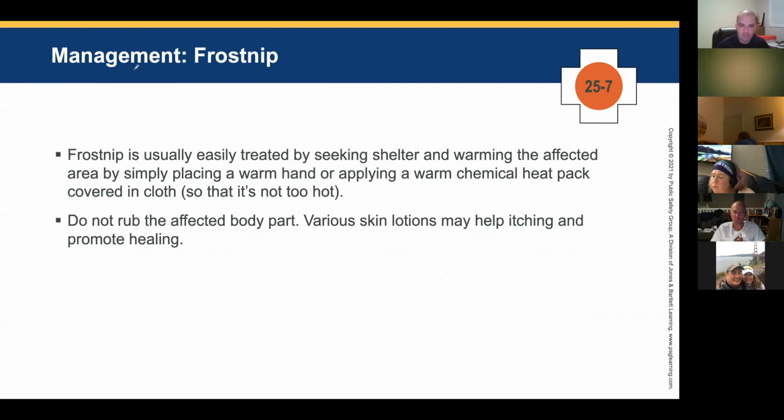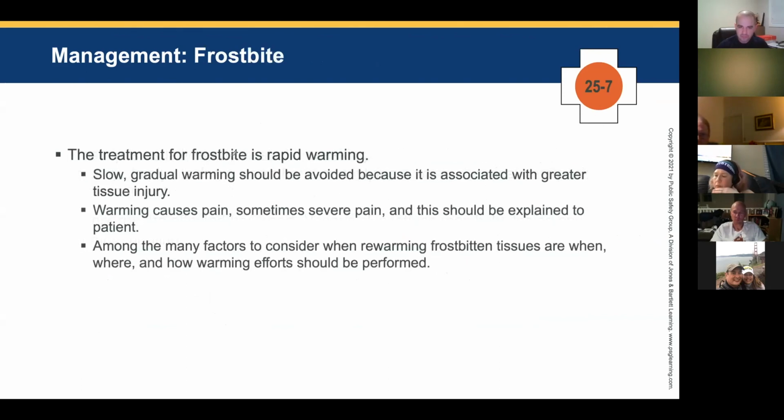All right. So management of frostnip: it's usually treated by seeking shelter in a warm area and simply placing a warm hand or applying a chemical heat pack covered in cloth. And we don't want to rub the affected body part. Frostbite: the key to treating frostbite is rapid rewarming. Slow, gradual warming should be avoided because it is associated with greater tissue injury. Warming causes pain, sometimes severe pain, and this should be explained to the patient. Among the factors to consider when rewarming frostbitten tissues are when, where, and how warming efforts should be performed.